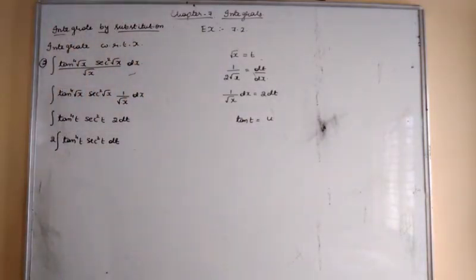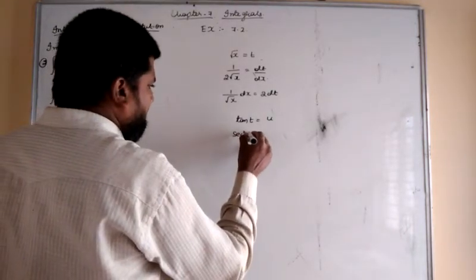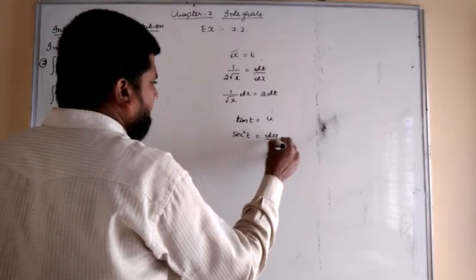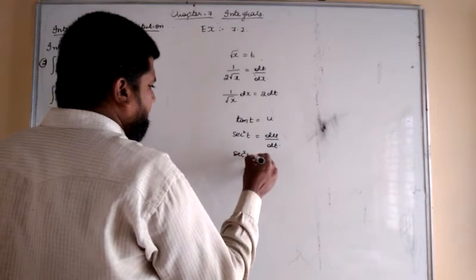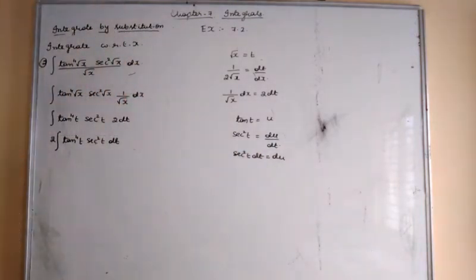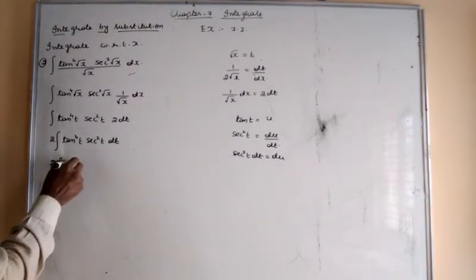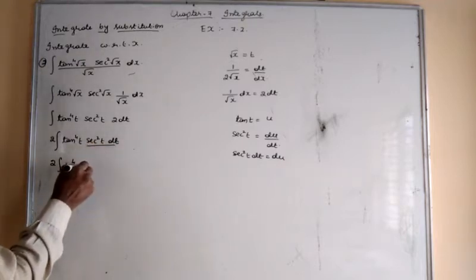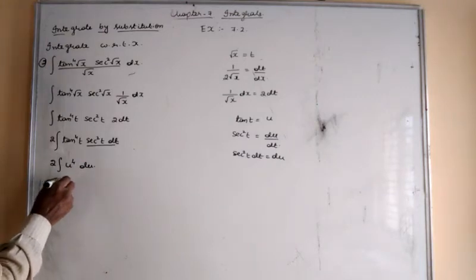Tan differentiation is secant square t, which is equal to du by dt. So secant square t dt is equal to du. Again we can take a substitution. In the place of tan t, we can write u to the power of 4. Secant square t dt can be written as du. So now we have to integrate with respect to u.